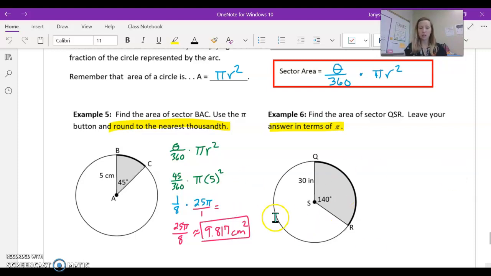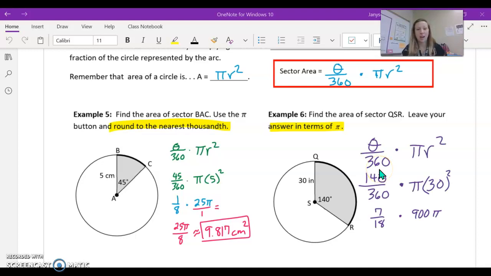Now we're going to do the same thing with this one. So what I'd like you to do is pause this video right now, and try this problem on your own, but leave your answer in terms of pi. Okay, we're back. Now check to see that you got the first couple of steps correct.